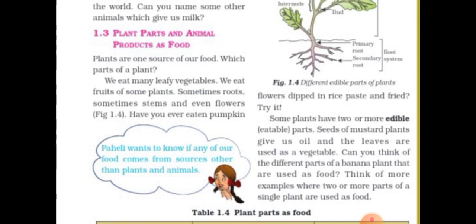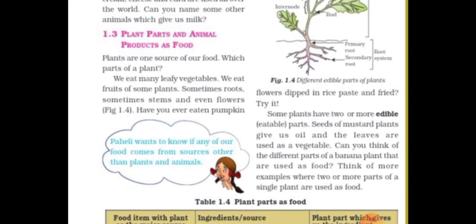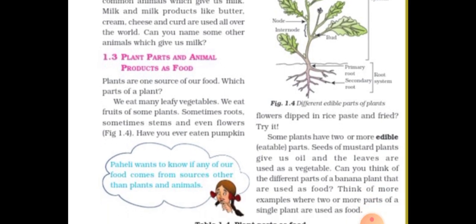Now come to next one. See figure 1.4. Have you ever eaten pumpkin? Yes children, pumpkin flower dipped in rice paste and fried. So we eat pumpkin flower, like we may dip that flower in the paste of rice, or you can say in the paste of besan. And after that we fry it deep, and after that we eat it.